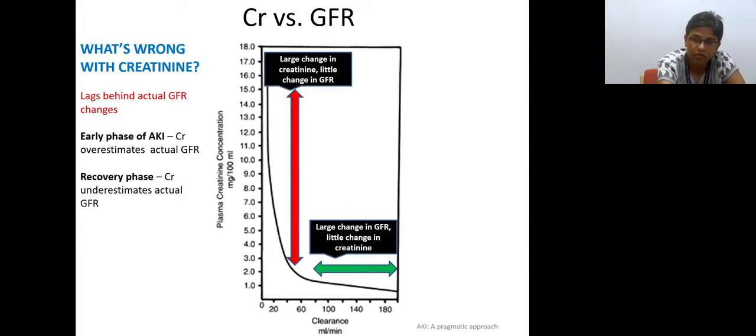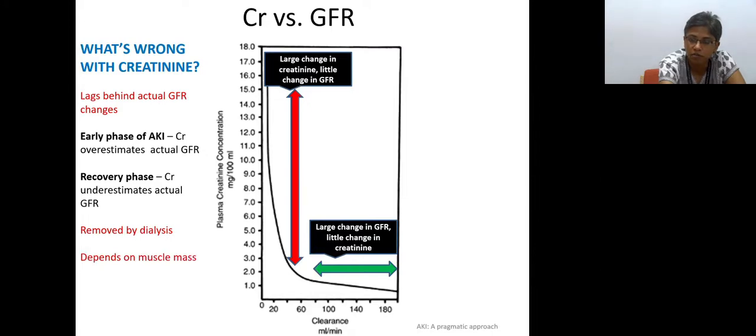The opposite happens when someone is recovering from a kidney injury. Creatinine takes time to fall. So urine output may start improving, but creatinine may start to fall only later. So you would actually underestimate the actual GFR in the recovery phase. It's also removed by dialysis. And so if you check the creatinine after dialysis, you'd think the kidney function is improving when actually that's not so. It's just been removed by dialysis.